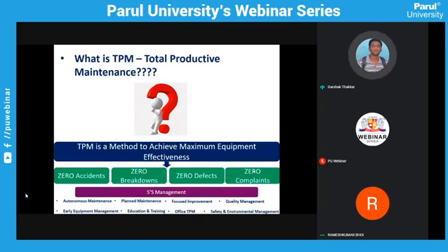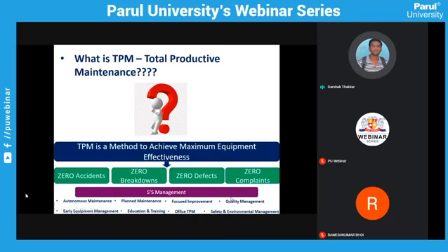So we have to produce the zero defect product with zero complaint. We have to take care of our machinery by virtue of tools like autonomous maintenance, planned maintenance, focused maintenance, quality management, early equipment management, education and training, office TPM, and safety and environmental management. So these are the basic pillars of TPM.